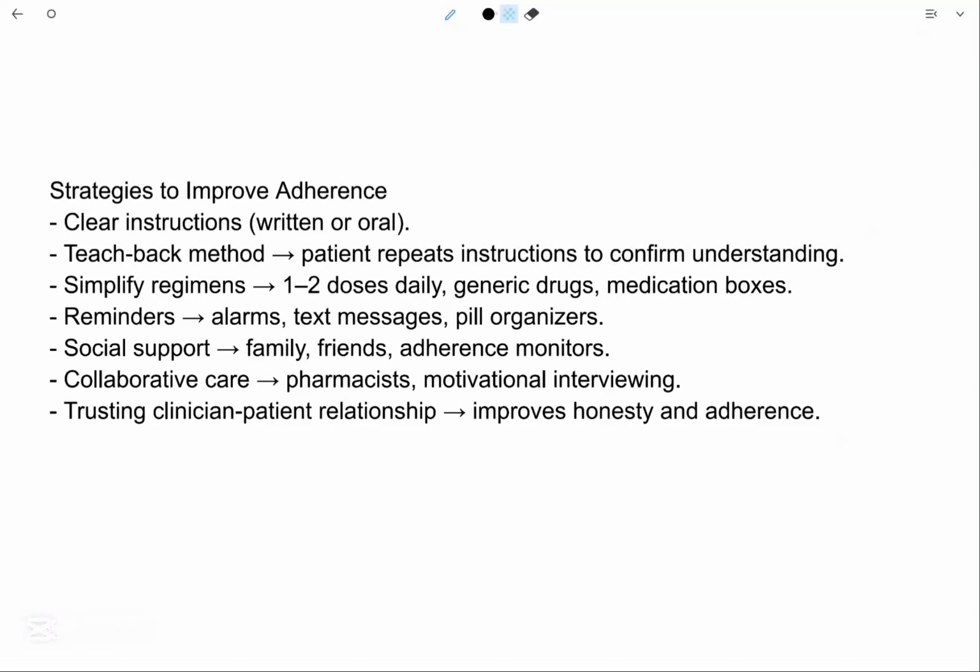Strategies to improve adherence. We will implement some strategies. One is clear instructions, written or oral. Teach back method: patients repeat instructions to confirm understanding. Simplify regimens, 1 to 2 doses daily. Generic drugs, medication boxes. Reminders are also very important to improve adherence, like alarms, text messages, pill organizers.